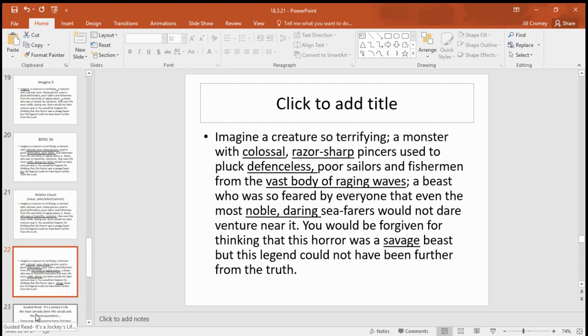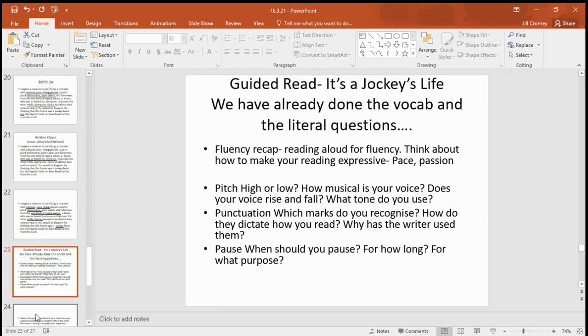Okay, as I mentioned before, your maths PowerPoint is a separate PowerPoint today. It's up to you what order you do these lessons in. But obviously, if you want to pause this here now and do your maths, that's fine. Or you can move on to guided read, which is what I'm going to talk about next. So guided read. So there's 2 bits to this today, depending on how much you did yesterday. So we started earlier in reading It's a Jockey's Life. Okay. We've already done the vocabulary and we've already done the literal questions on the orientation.